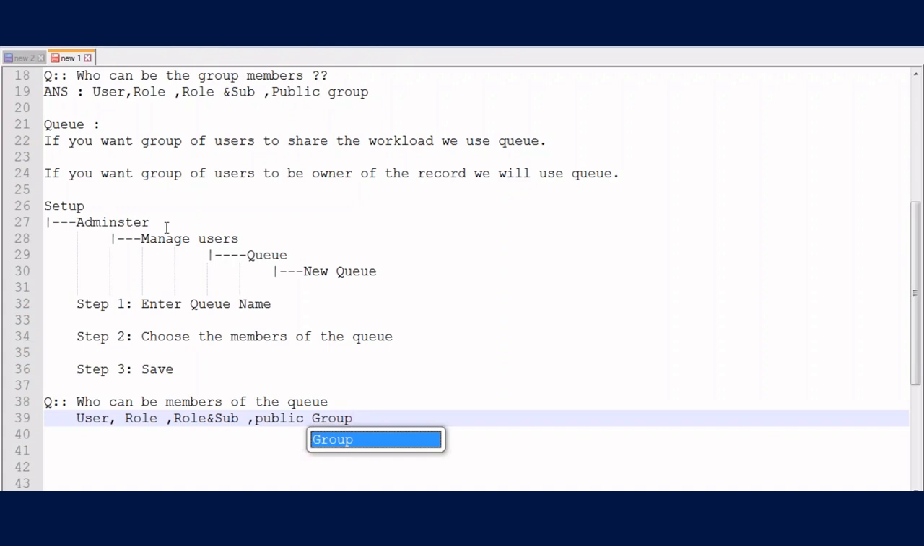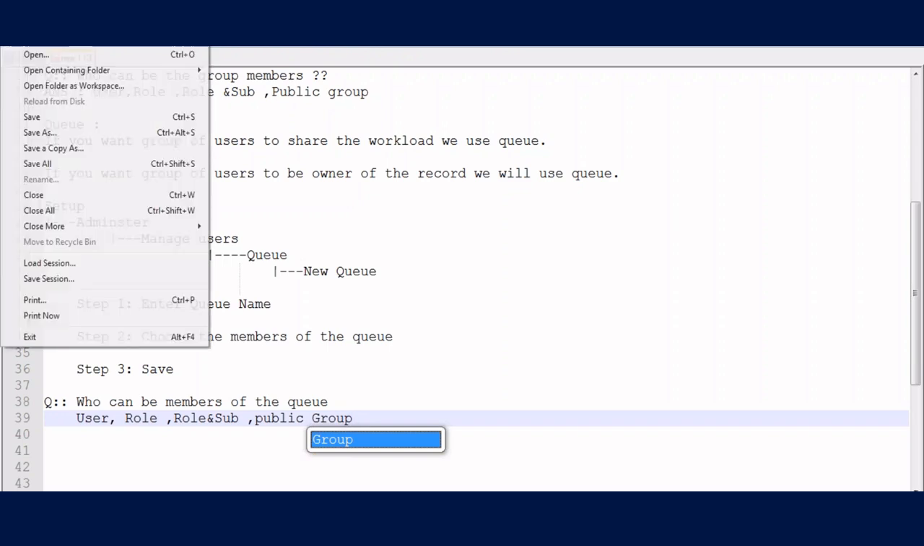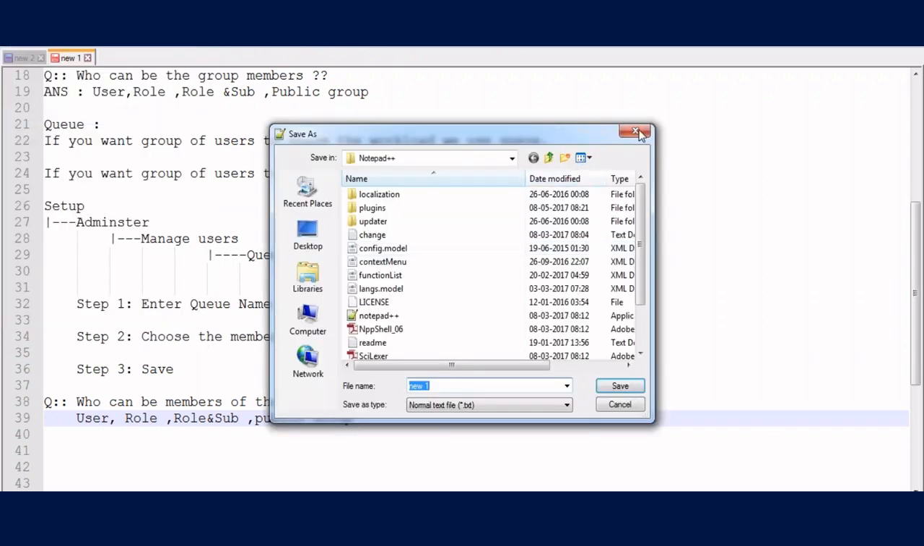Now, we'll go for the next extension. We have covered this topic to say that on a record, a group of people can be an owner or a single person can be an owner. Now, I want to go for sharing rules.